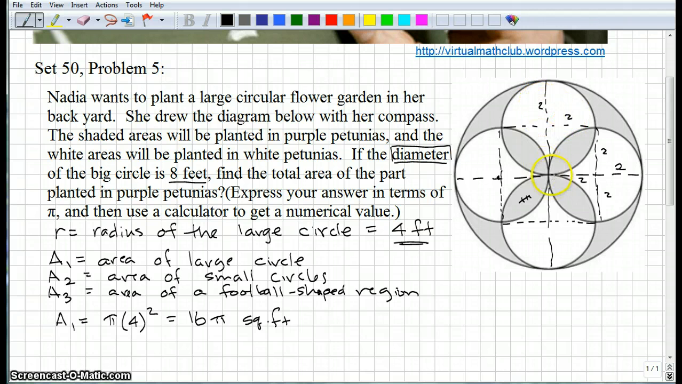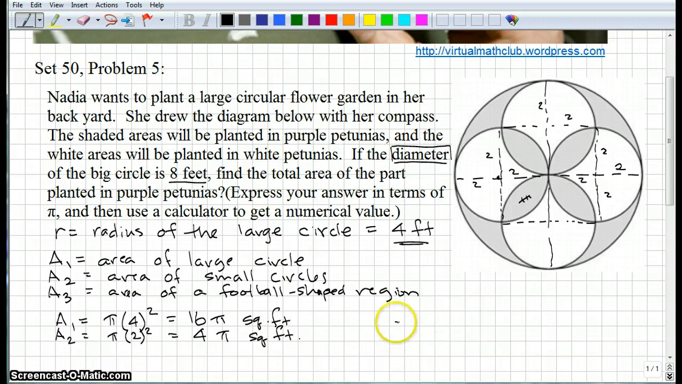That's because all these circles are the same shape and size. I didn't say they were congruent, but by the drawing you can see that they're pretty much congruent, so we'll assume they're congruent circles. The radius of these small circles is 2. So we can find the area of a small circle pretty easily. We can just take pi times 2 squared, and that's equal to 4 pi square feet.